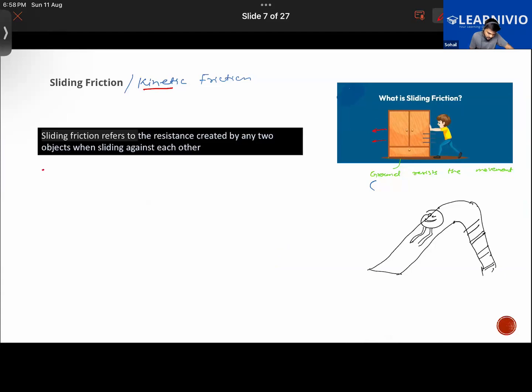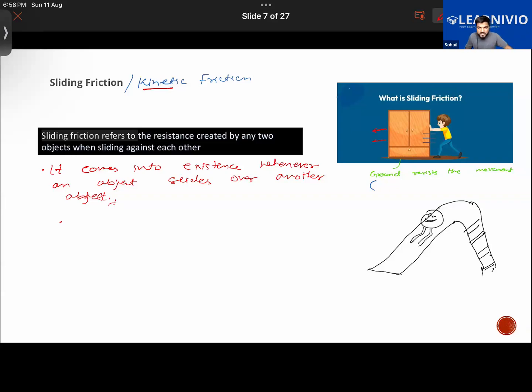When will it come into existence? Whenever one object is sliding over another object. It comes into existence whenever an object slides over another object. Furthermore, this will be offering some resistance also.